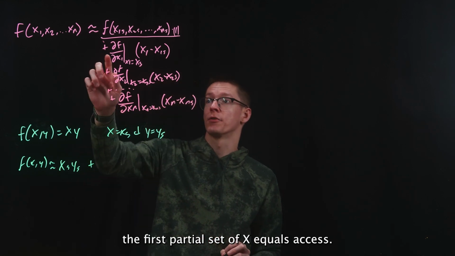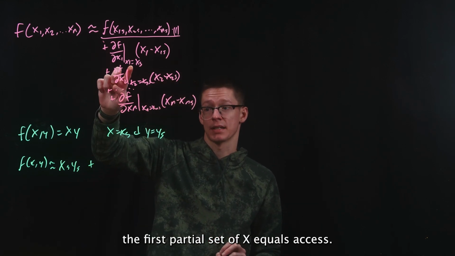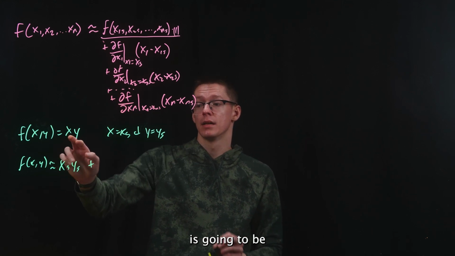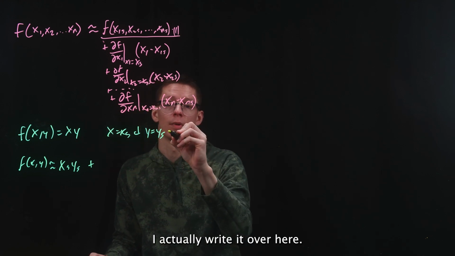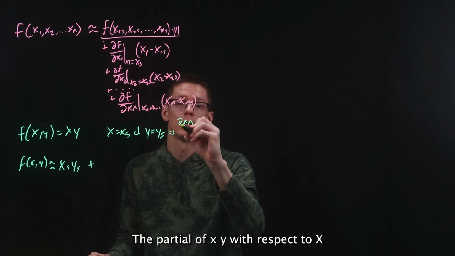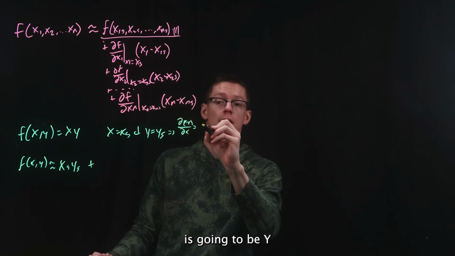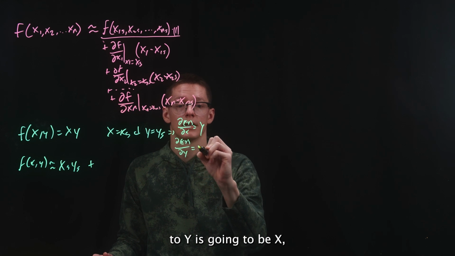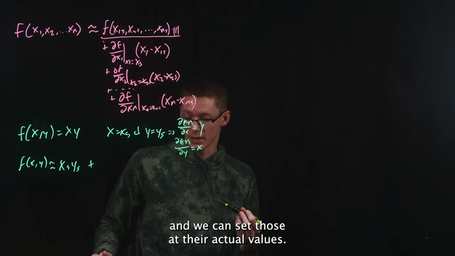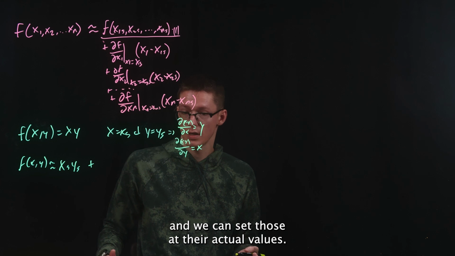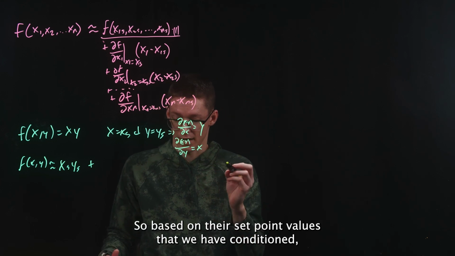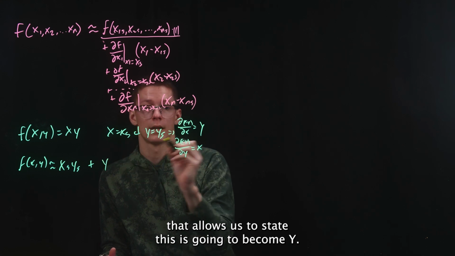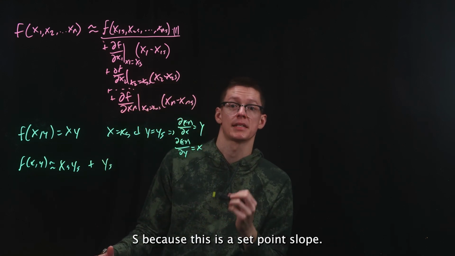Now we're going to add the first partial, set at x equals xs. So the partial derivative of this with respect to x is going to be, in this way, I'll actually write it over here. The partial of xy with respect to x is going to be y. And the partial of xy with respect to y is going to be x. And we can set those at their actual values. So based on their set point values that we have conditioned, this is going to become ys, because this is a set point slope.